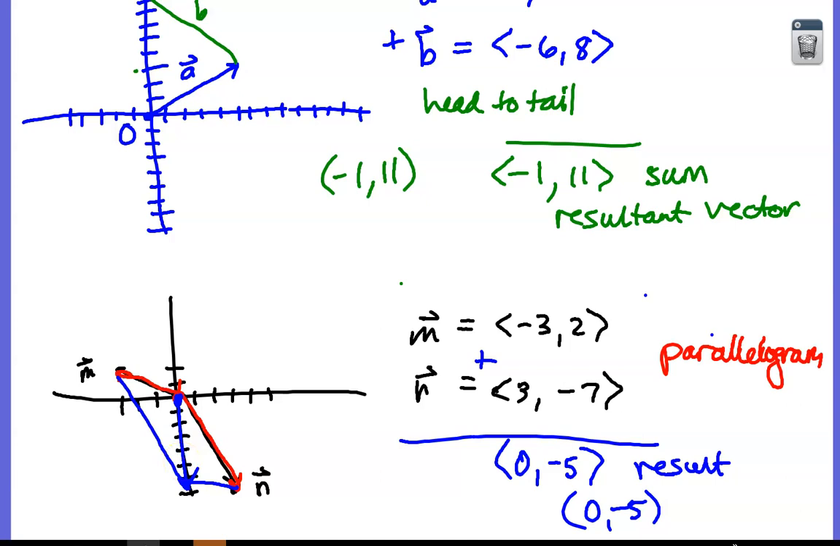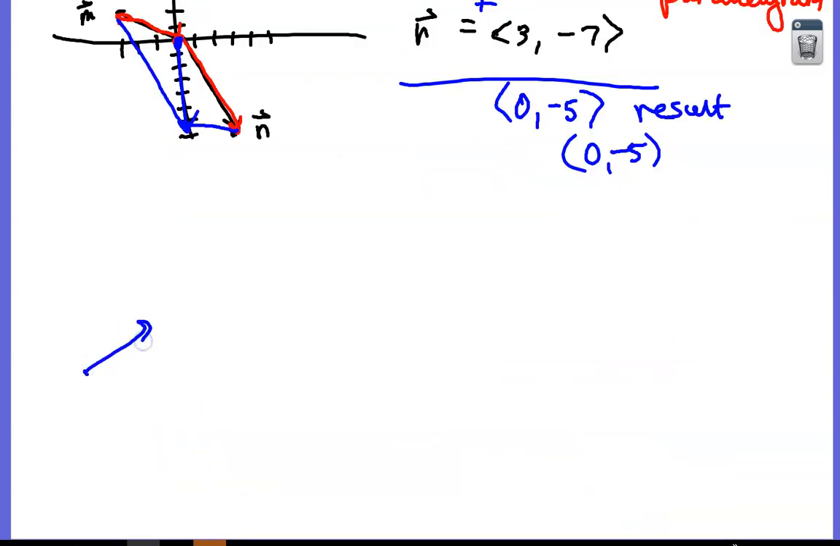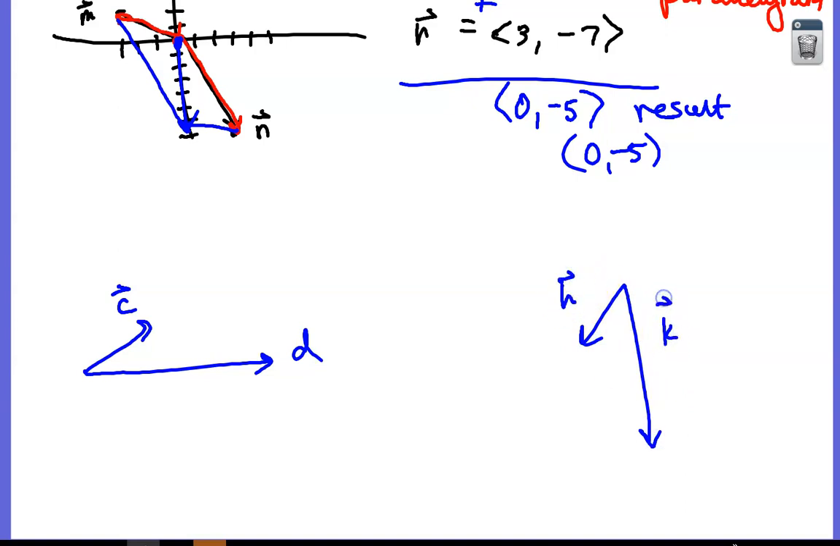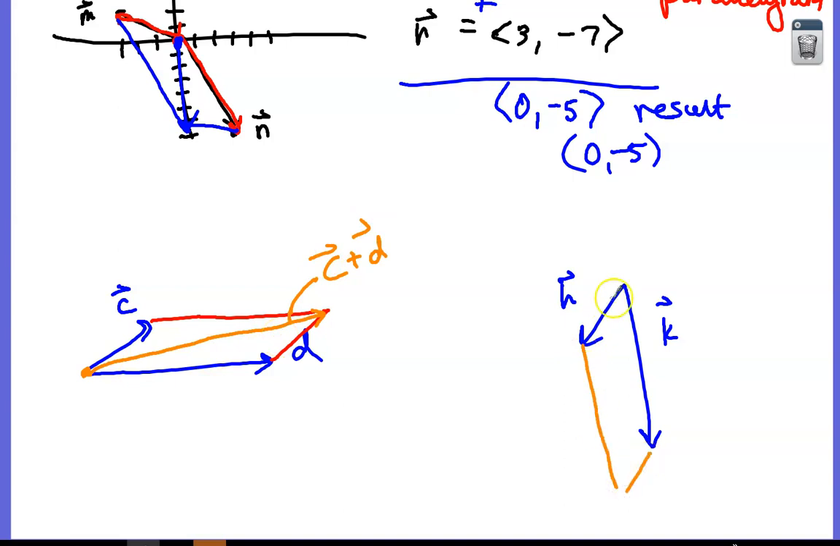So just to see, again, without the coordinate plane, if I just drew some vectors, like if I wanted to add these two vectors together, I'll call this C and D. Maybe I want to add these two vectors together. I'll call this H and K. So if I want to do the parallelogram method visually, here's the result. Oops, let's do that in a different color. So the result would be from the very beginning where they start to that other corner. So here, that one is C plus D. That's what you get when you add them, the orange guy. Same thing here. If I were to make that parallelogram, my result would be from here where they both start to that diagonal. So the green one would be H plus K.